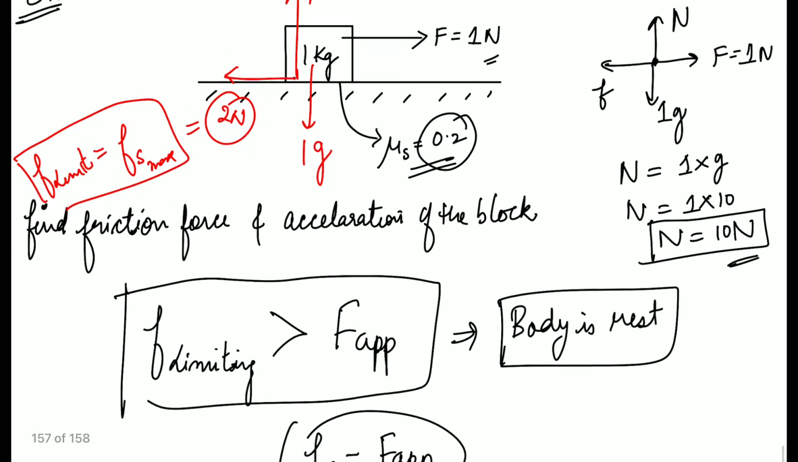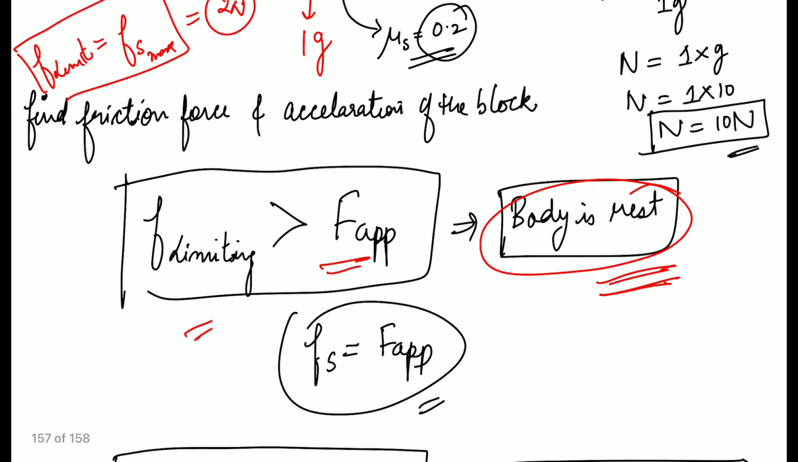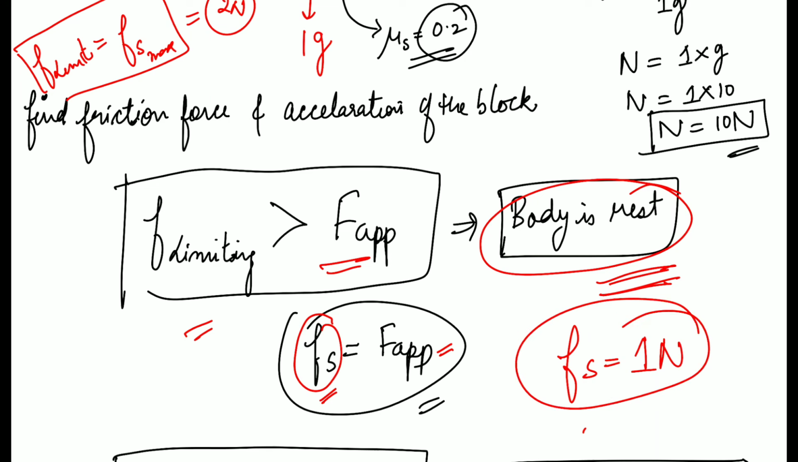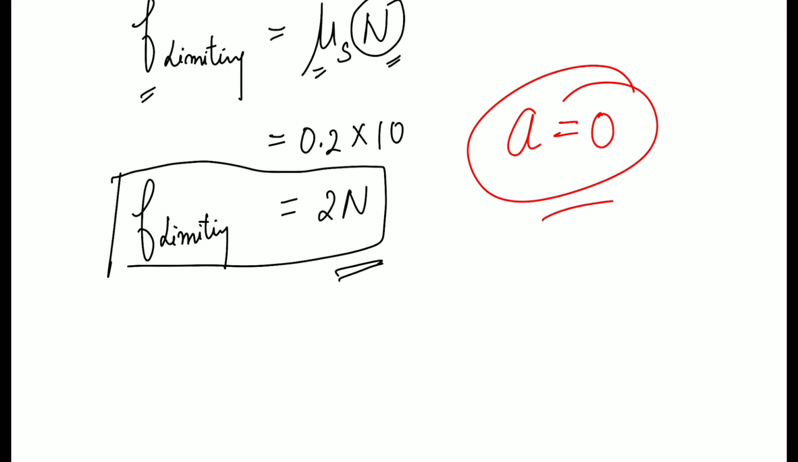You can see here that F limiting is greater than F applied. That means the body is at rest. So if the body is at rest, F static will take the value of the applied force. What is the frictional force over here? It is 1 Newton, the value of F applied. And if the body is at rest, the acceleration will be equal to 0, because the body is not moving at all. I hope you understood the concept.